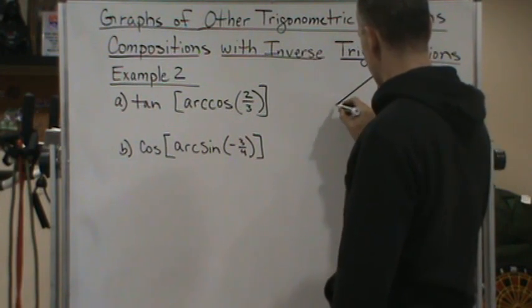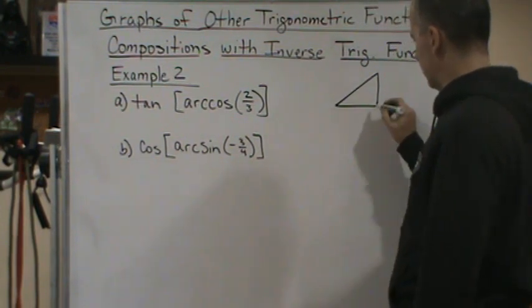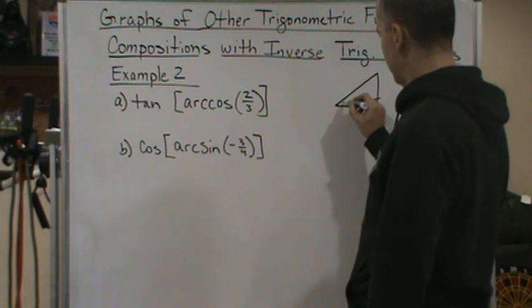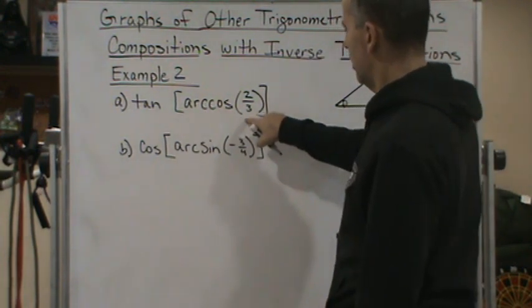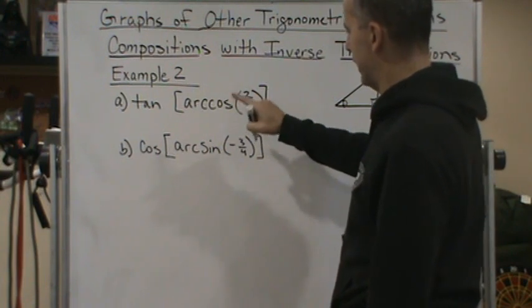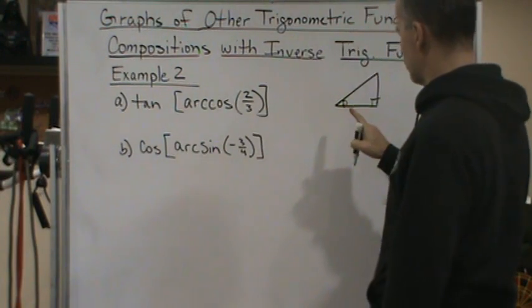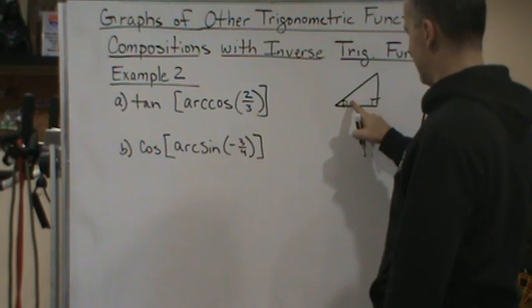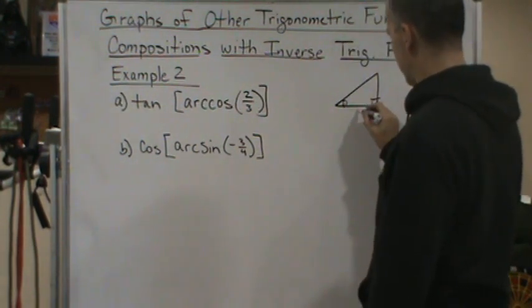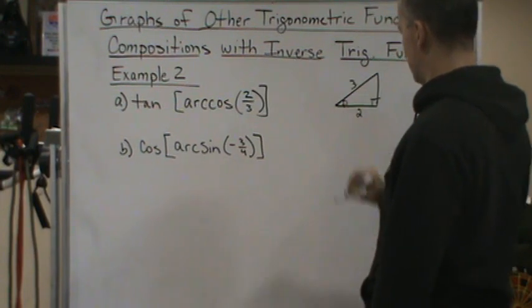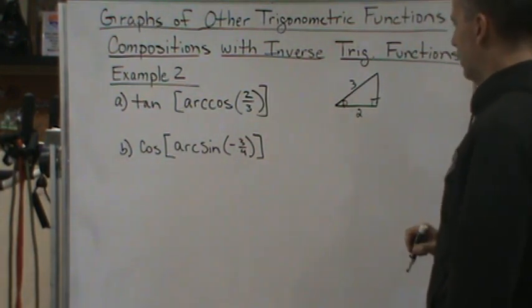So let's draw our triangle. Here's our right triangle. Here's theta. First thing we're going to do is deal with this. So we're looking for the angle whose cosine is 2/3. So cosine of this theta is what? Adjacent over hypotenuse. So this is going to be 2, this is going to be 3.